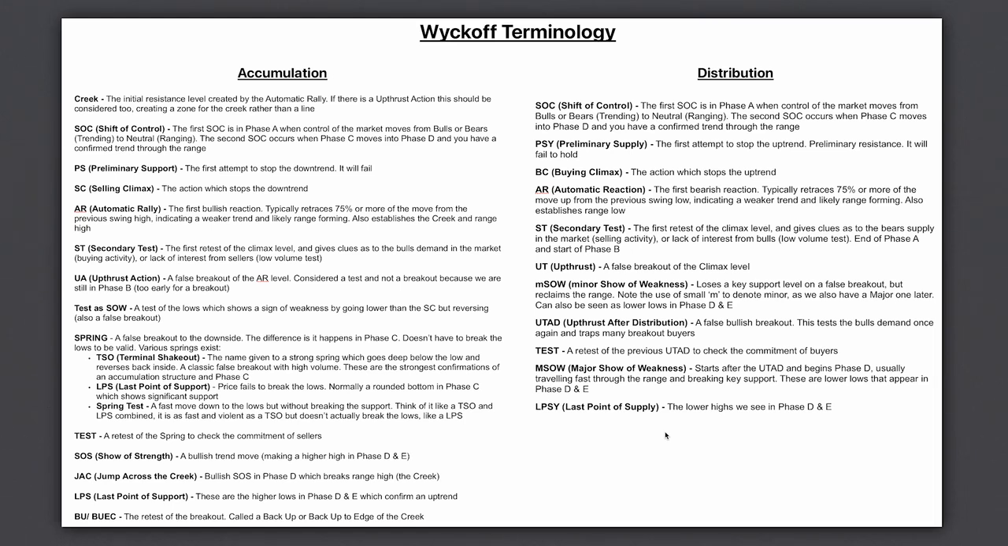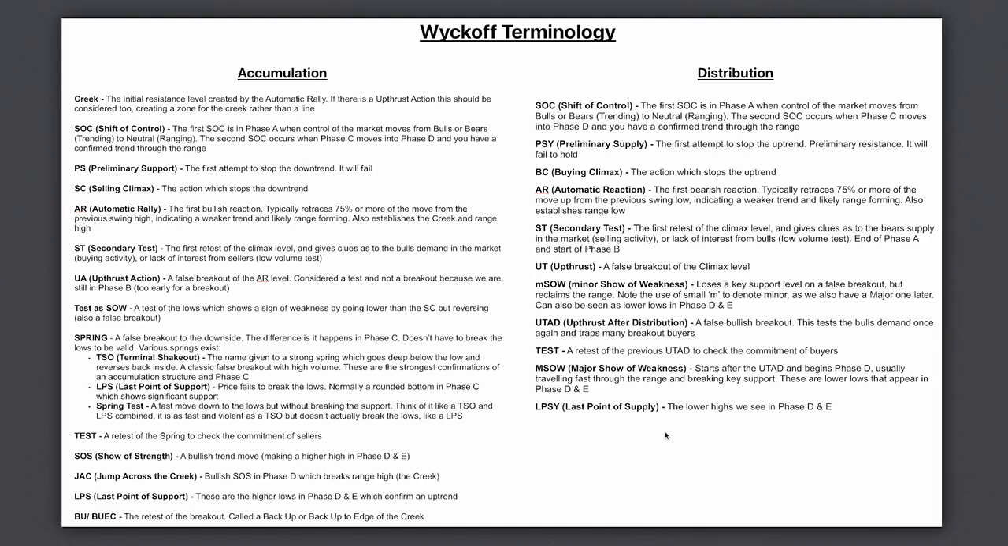A spring test also doesn't take out the low, but it moves violently towards the low. It's designed to shake people out before the low. So price moves down really fast, with lots of volume. It seems like it's going to break down, but it actually doesn't. Then we have tests, and you have tests, as I said, all the time. But after your spring, you have a specific test to confirm it was a spring.